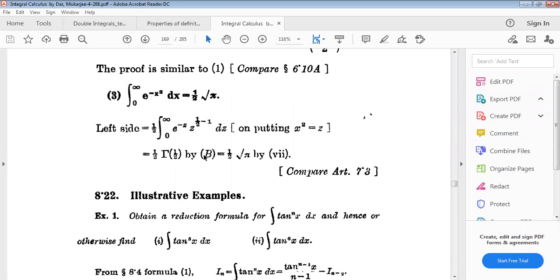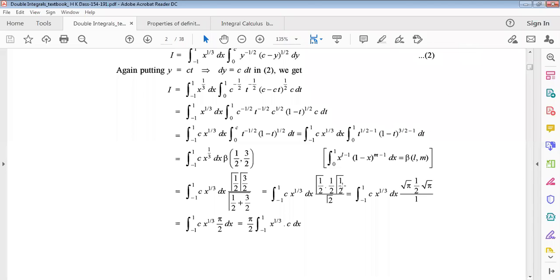This is also an example. Gamma 3 by 2. 3 by 2 minus 1 is what? Only half. And this will be half also, just taking minus 1.